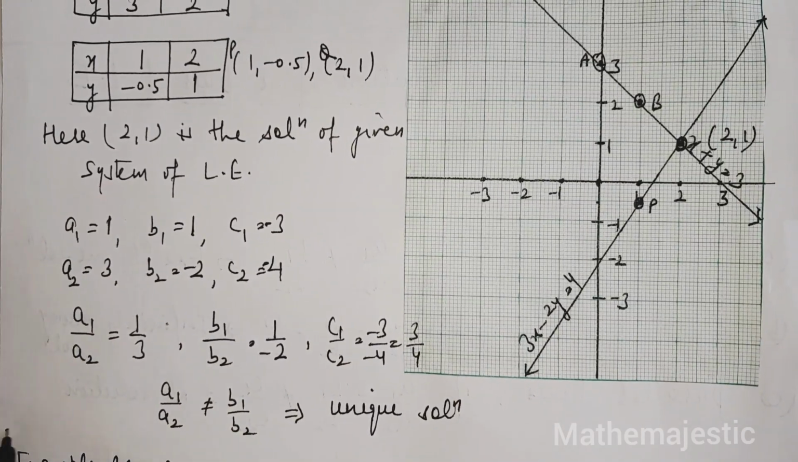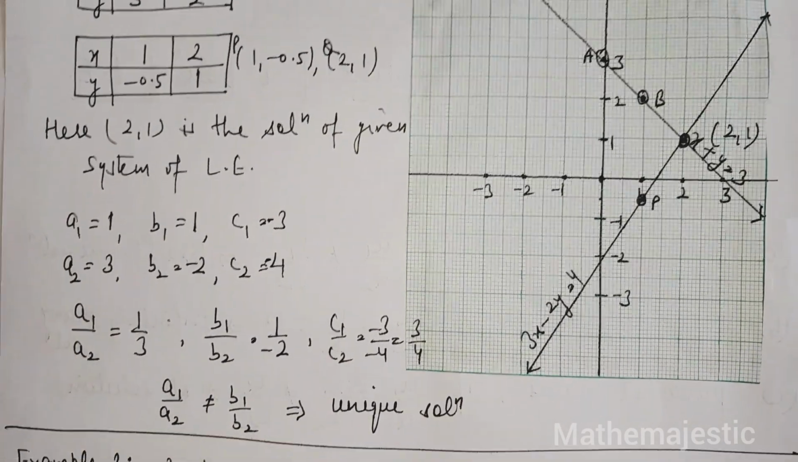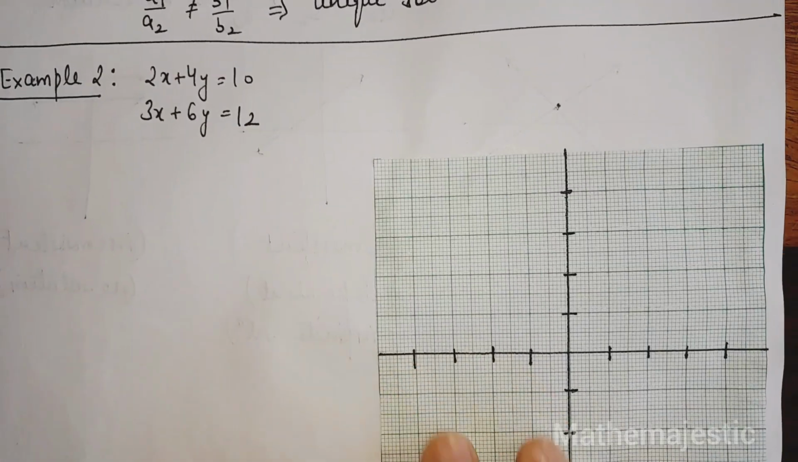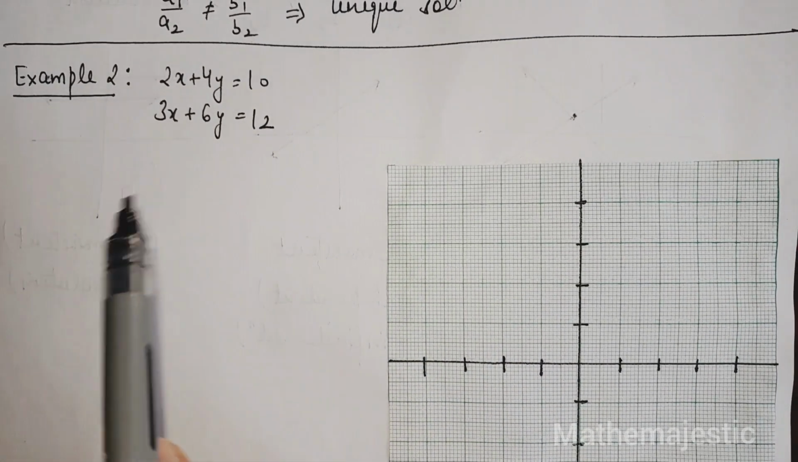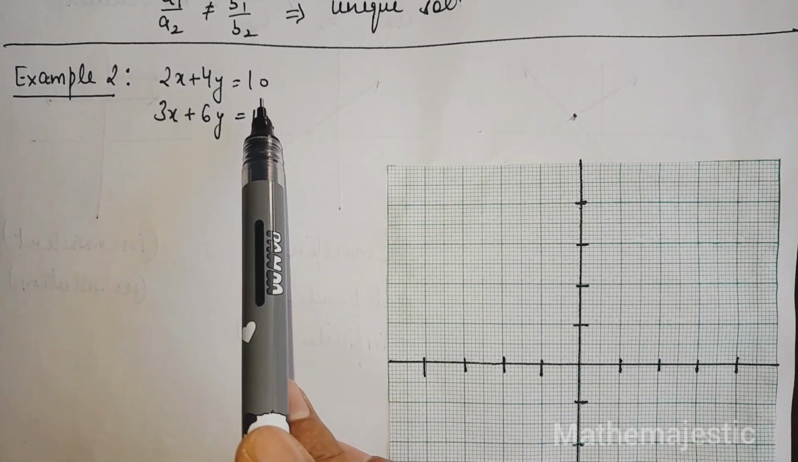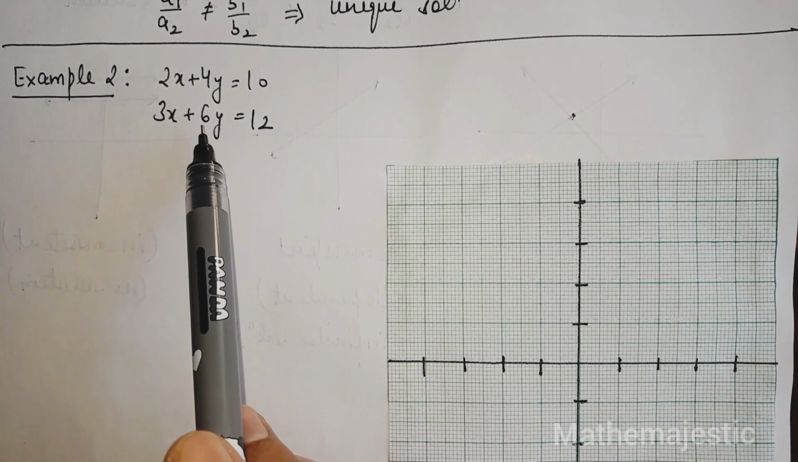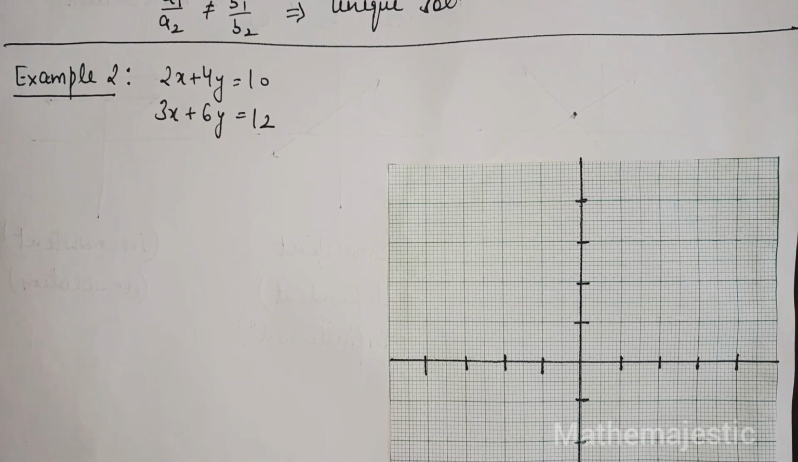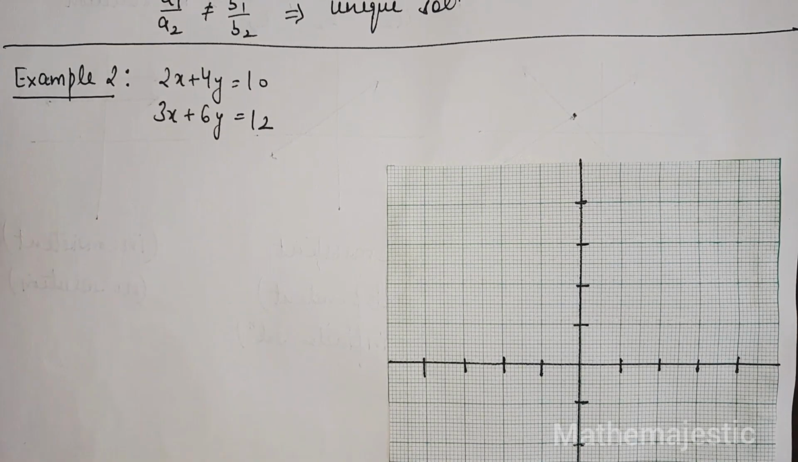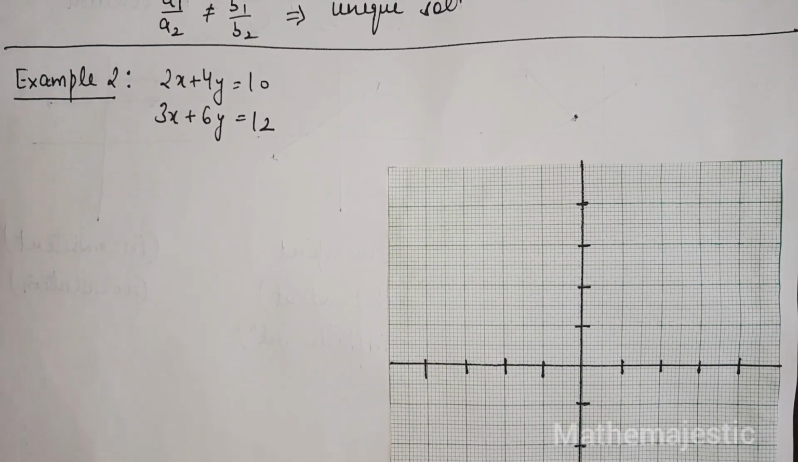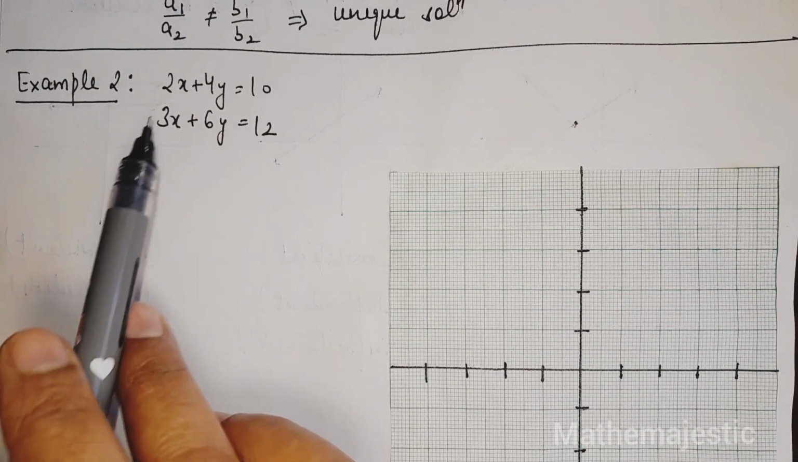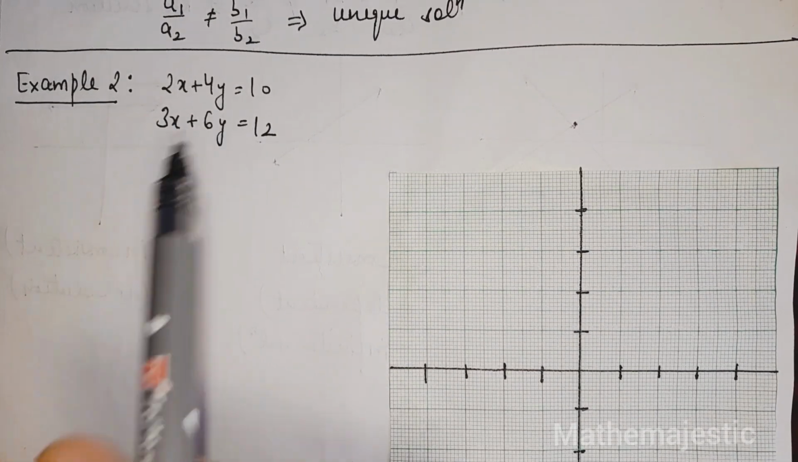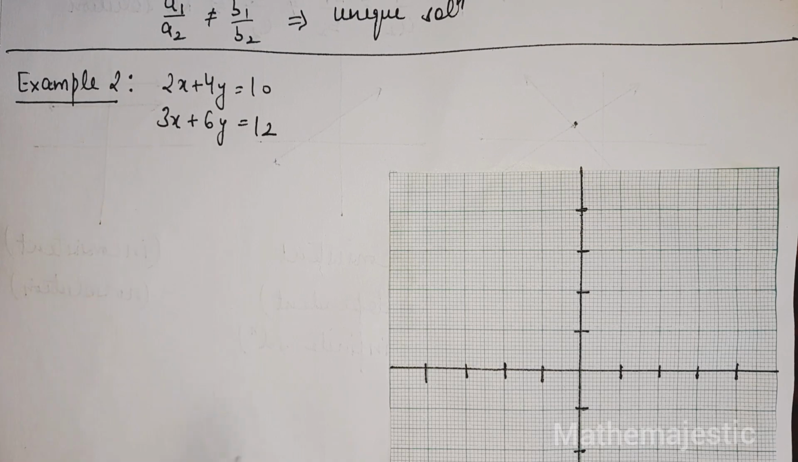Similarly, in example 2, we will take the second set of equations: 2x plus 4y equals 10, and 3x plus 6y equals 12. Let's take this set of equations. The first equation is 2x plus 4y equals 10, and the second equation is 3x plus 6y equals 12.